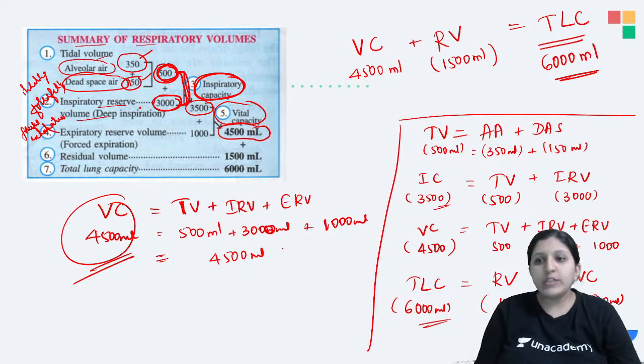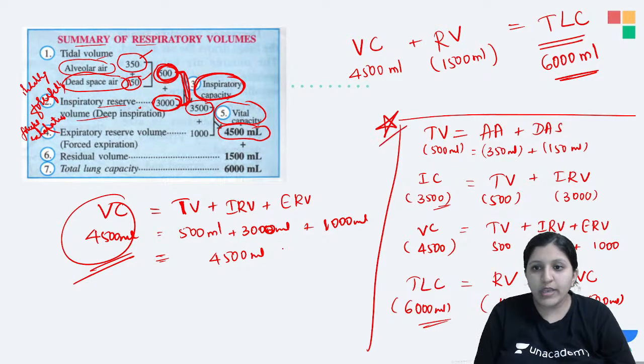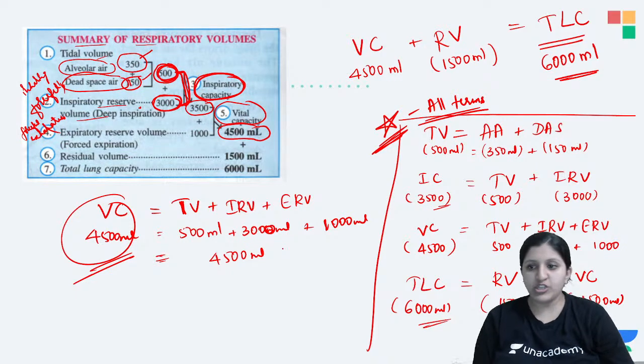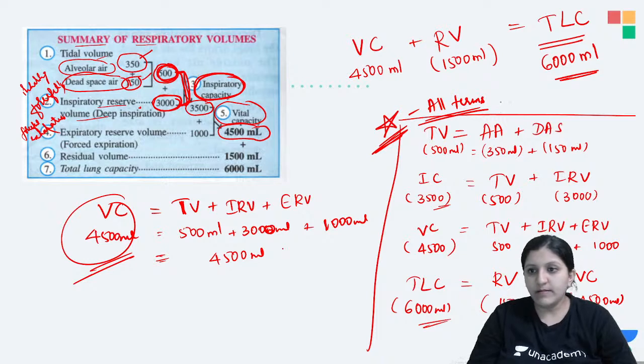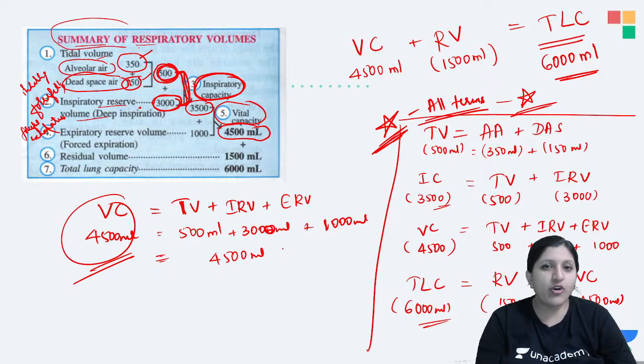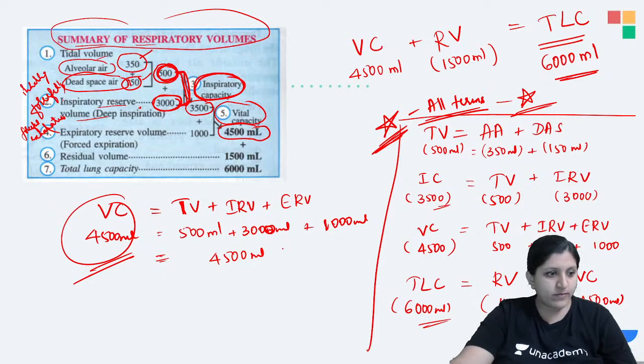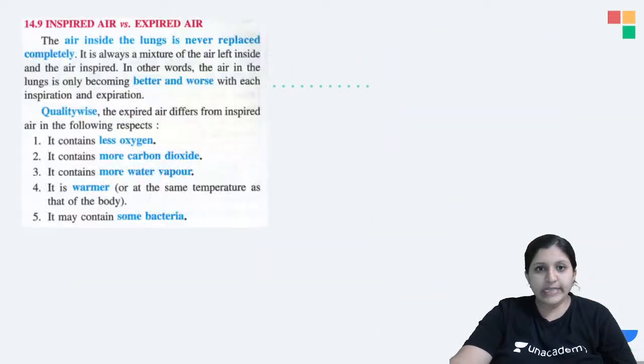So this you need to remember. Okay, so this is very important, all the terms. Okay, so all terms are important. Okay, so you need to know the definition as well. Any doubt here? So this is all important. All right, so this one you can remember easily. You can just remember the summary of these respiratory volumes. Okay, so any doubt in this?